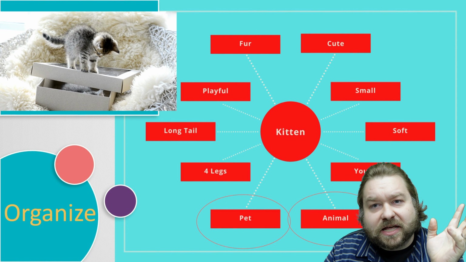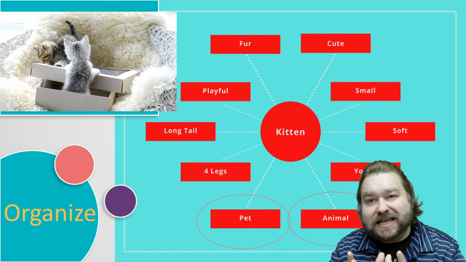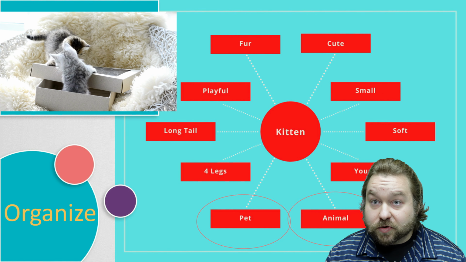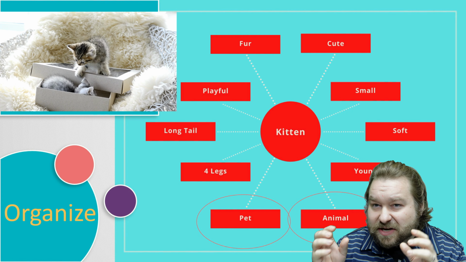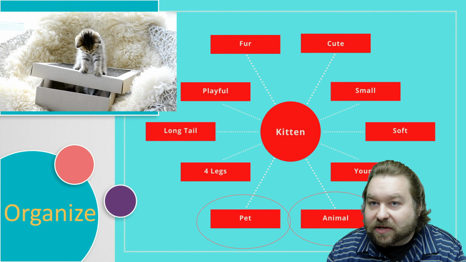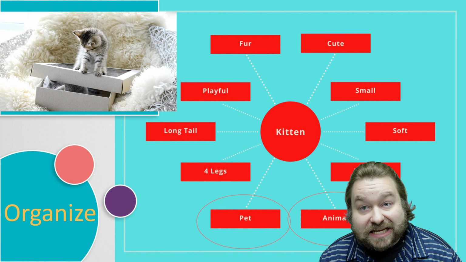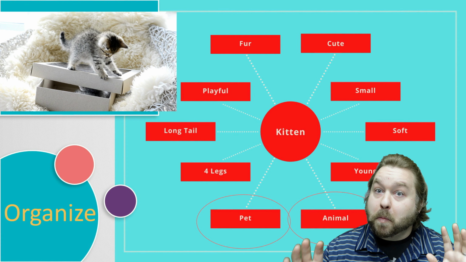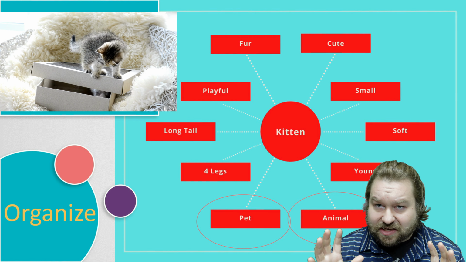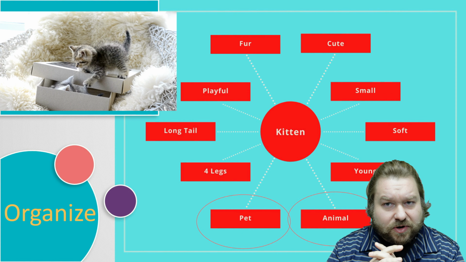Those kind of go together because it's a basic thing. It's not really super specific, right? It's about the kitten, but not exactly about the kitten. It tells what the kitten is. It's an animal that we can have as a pet. Cool. So we circle these things. We know that these things go together.